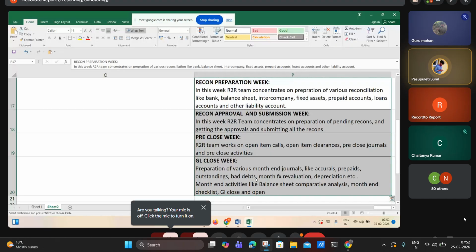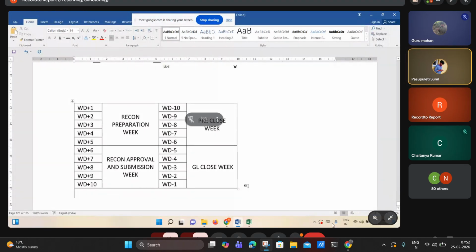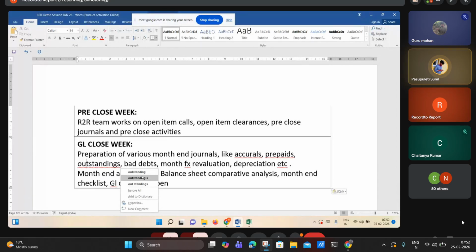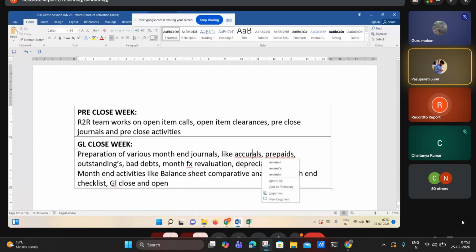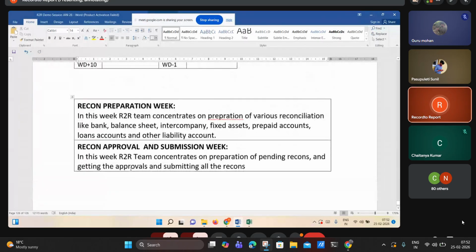Brother, will you share this one? Sorry, will you share this one? I'm not getting it. Will you share this one on WhatsApp? Yeah, I'm sending it, right? Because of you only I'm updating in the notepad. I will send you. Okay, don't worry.